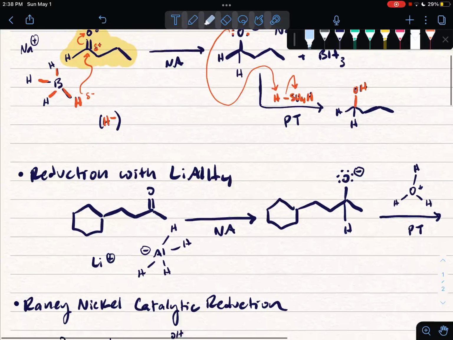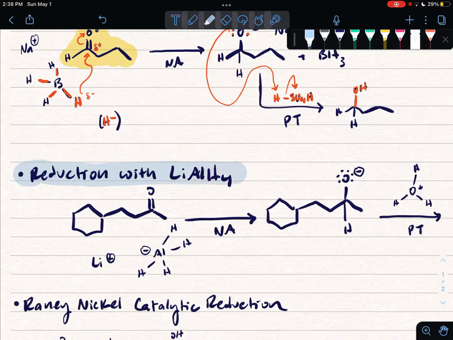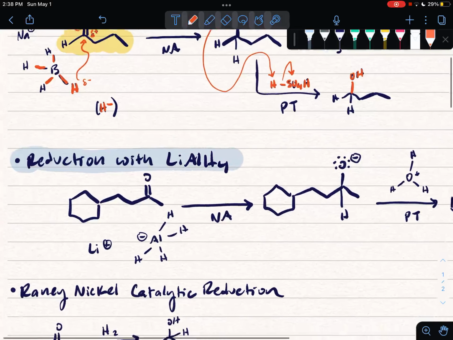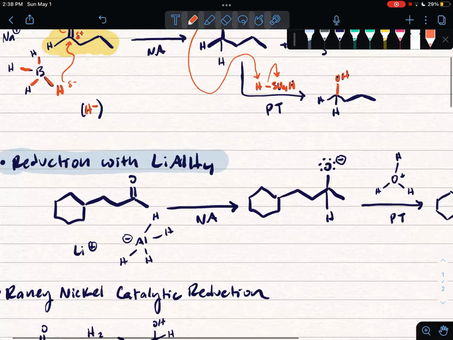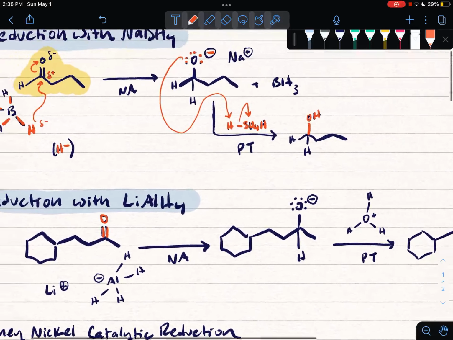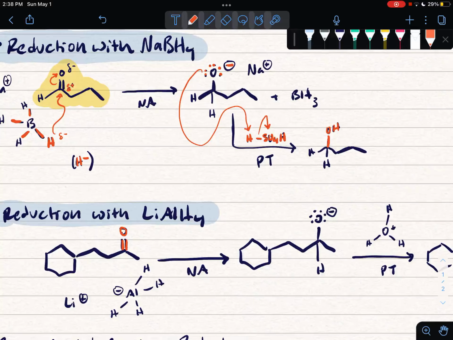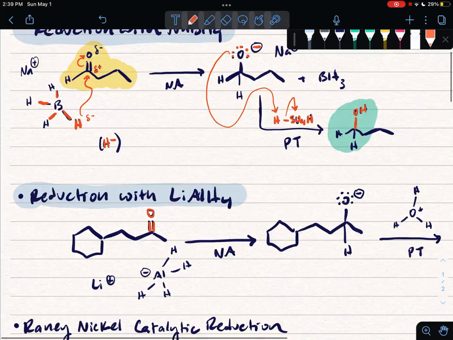Next, let's talk about reduction using LiAlH4. So in this case, we can use a ketone. Using a ketone or an aldehyde in these types of reactions, the method's the same. It just depends on what you want to form. In this case, we formed a primary alcohol right here because we used an aldehyde, but we might get a different result with our ketone.